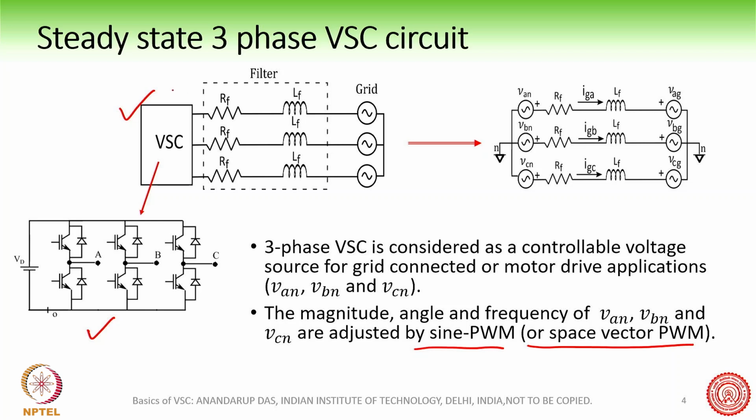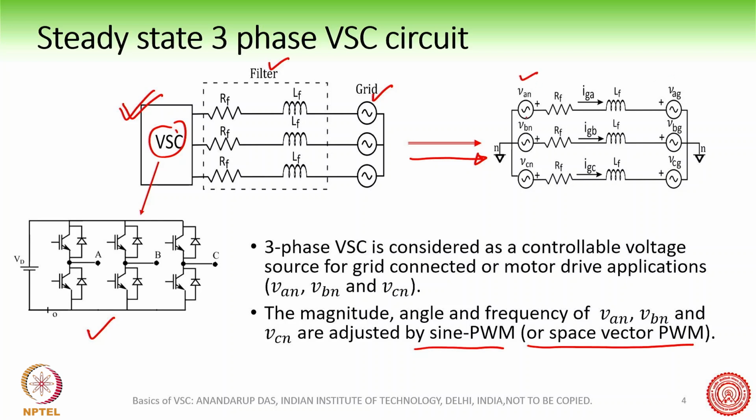As of now, let us assume that we are working with sine PWM. So in this circuit we have the VSC, and here is the grid, and then we have the filter. The filter is represented as an RF and LF, where the resistive part of that inductor is the RF. Now, as we had discussed in the last lecture, the equivalent circuit is something like this.